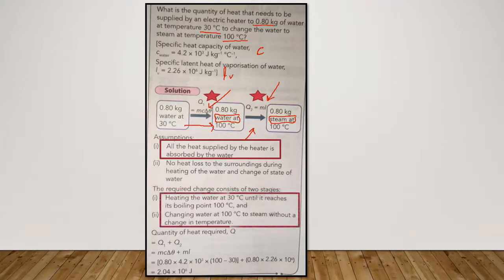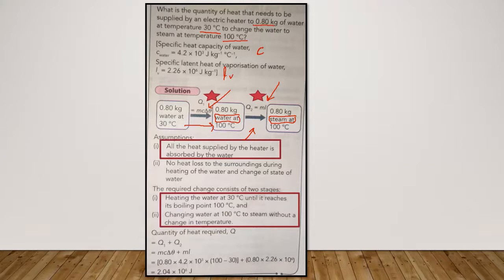The required change consists of two stages. First, heating the water at 30 degrees Celsius until it reaches its boiling point, 100 degrees Celsius. So we have two stages here. In the first stage, the water at 30 degrees Celsius is heated to 100 degrees Celsius, the boiling point. Then, the water at 100 degrees Celsius is changed to steam without a change in temperature. Only a change of phase occurs, from liquid to gas.